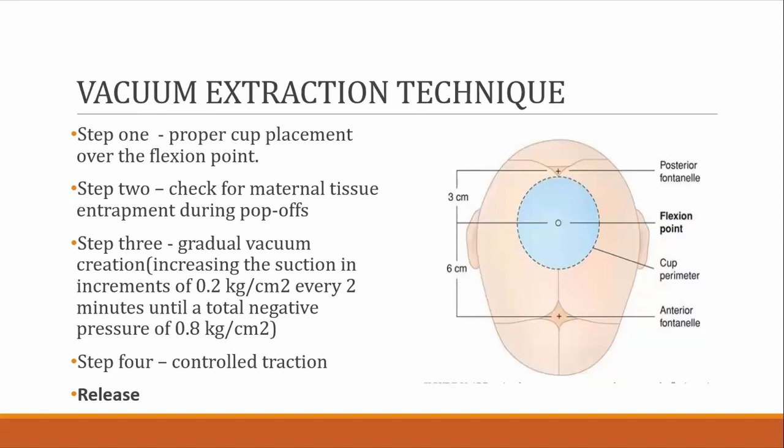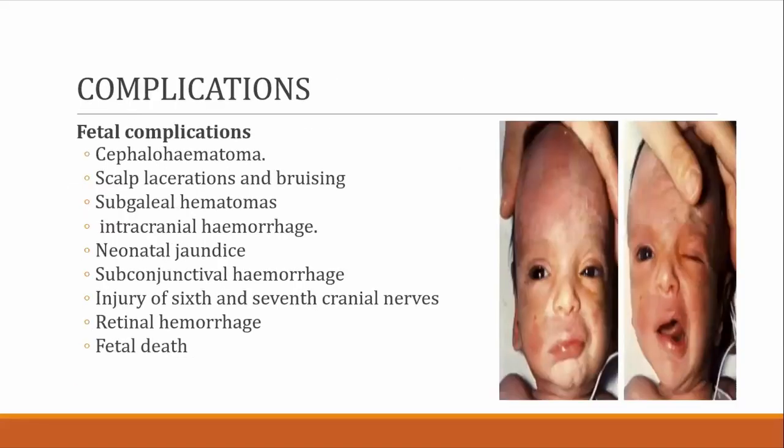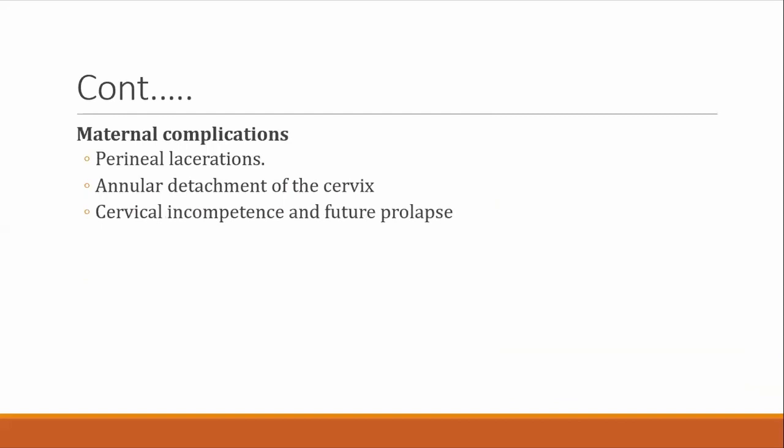And there should be a controlled traction, because during pop-offs you may entrap some maternal tissue and result in injury. These are some of the injuries, especially with forceps: brachial plexus palsy or partial nerve injury, neonatal jaundice, and scalp lacerations, which are mainly associated with forceps delivery. Also maternal perineal laceration and retinal detachment, especially in the case of vacuum, and also cervical incompetence in the future, and future pelvic organ prolapse are strongly associated with instrumental deliveries.